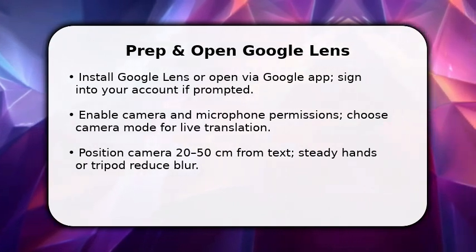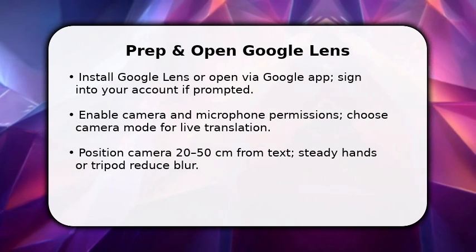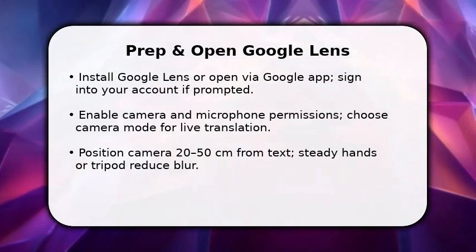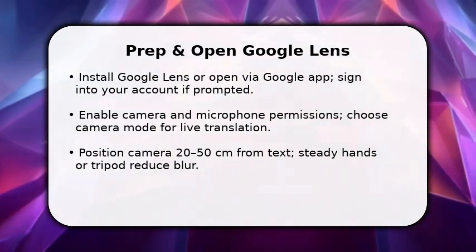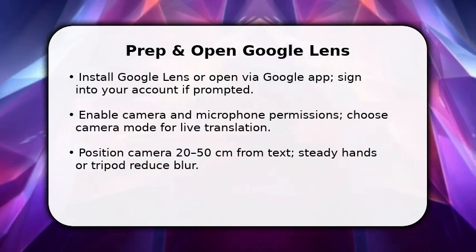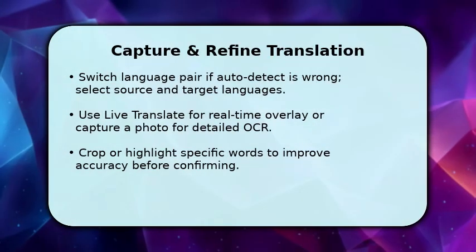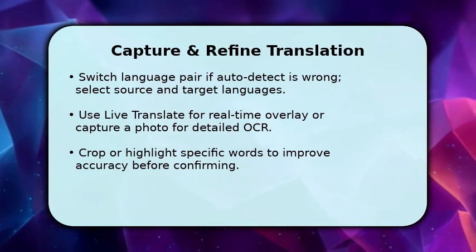Once done, tap the translate option at the bottom so Lens knows you want a translation. Make sure lighting is even and avoid glare, because readable input produces accurate translations. Now focus on capturing and refining the translation.